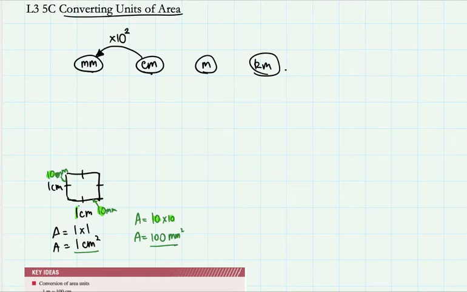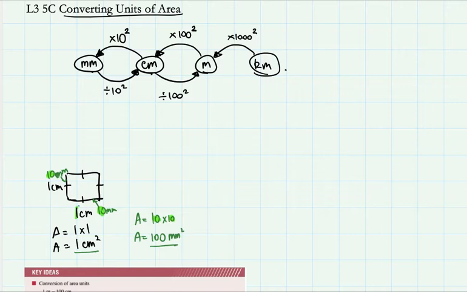If I want to go from meters to centimeters, I need to times by 100, as there's 100 centimeters in a meter, and I'm going to do that twice for the length and the width, so I square. To convert from kilometers to meters, I need to times by 1,000, and I'm going to do that twice, so I square. Same thing the other way around, but the reverse of a multiply is a divide. So now we have our full flowchart.